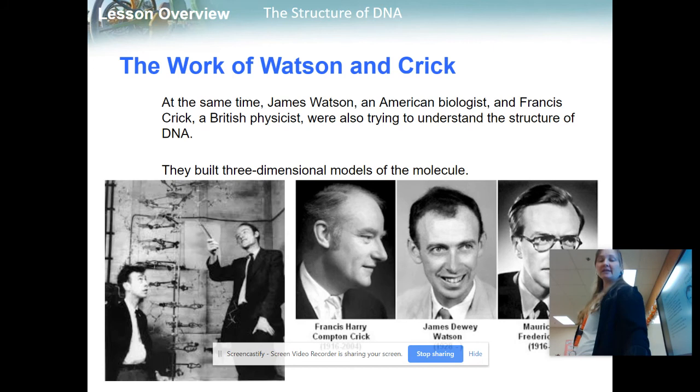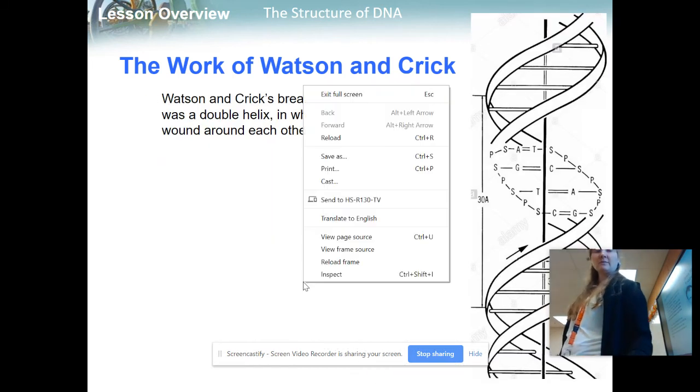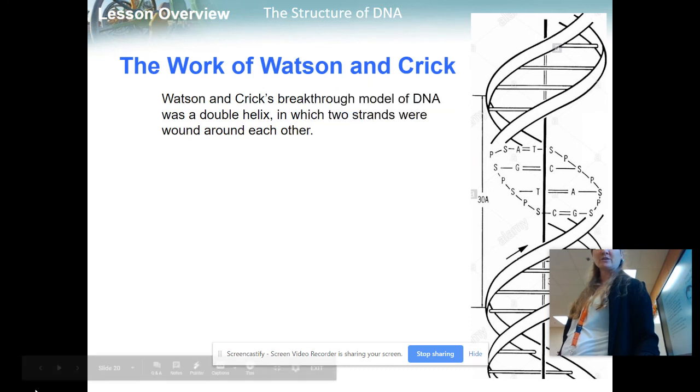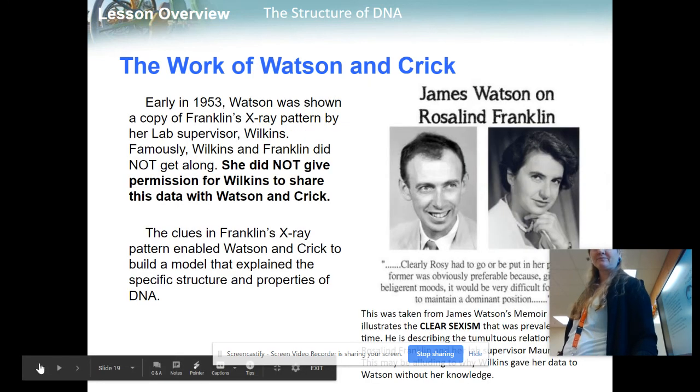But again, she did not give them any permission. It was all done without her permission, which is kind of messed up.